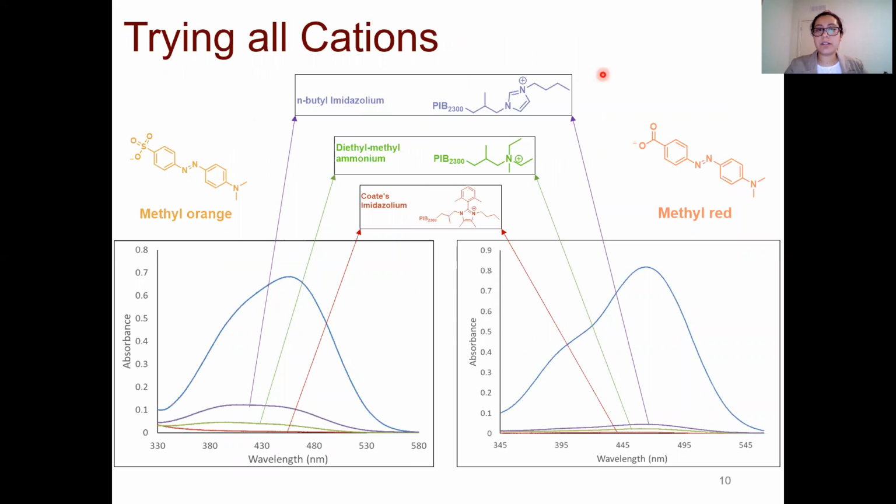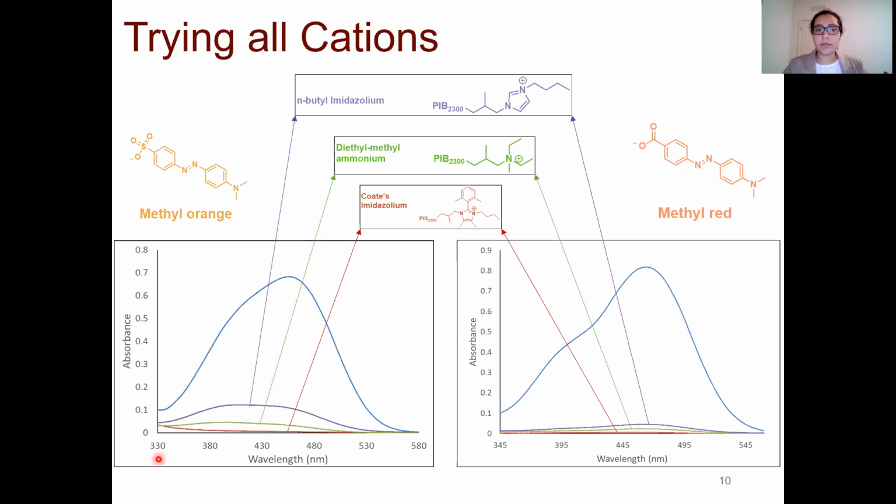Now, I first tried all of the cations that I made. So these are the 3 cations, and I tried them with methyl red and methyl orange, which the only difference in structure is that methyl orange has a sulfonate group, and methyl red has the carboxylate group that we mentioned before.